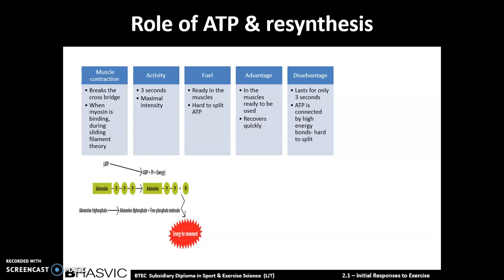During activity, it will last a maximum of 3 seconds of maximal intensity. It's ready to use, as the fuel is in the muscles. An advantage is that it is in the muscles, ready to use, and it is recoverable quickly. However, a disadvantage is that it lasts for 3 seconds, and the phosphates are connected by high energy bonds, so it's hard to split a phosphate from the adenosine.